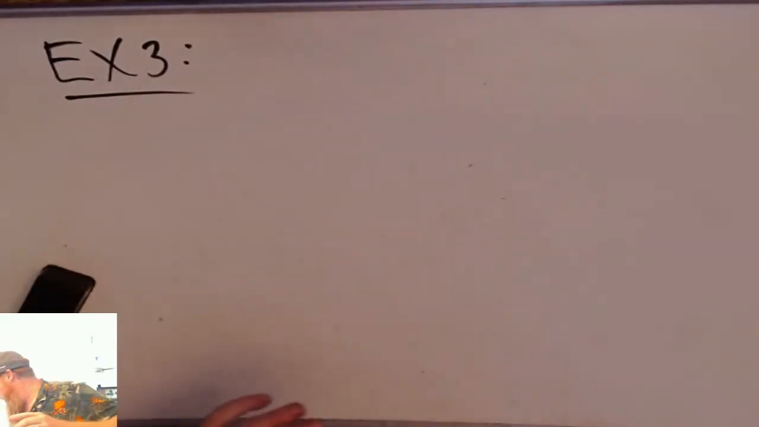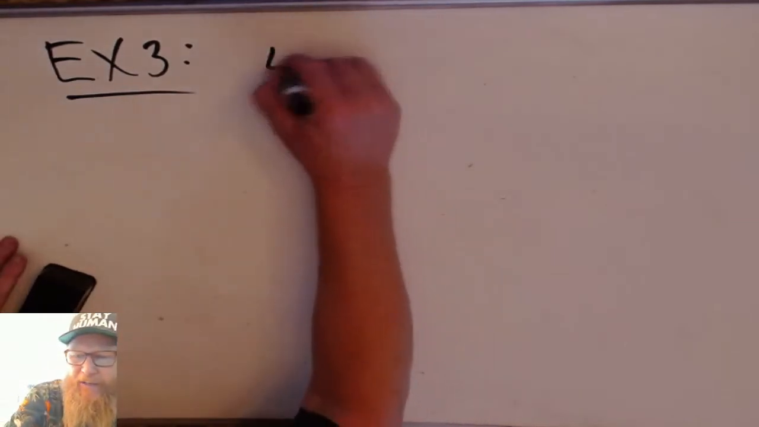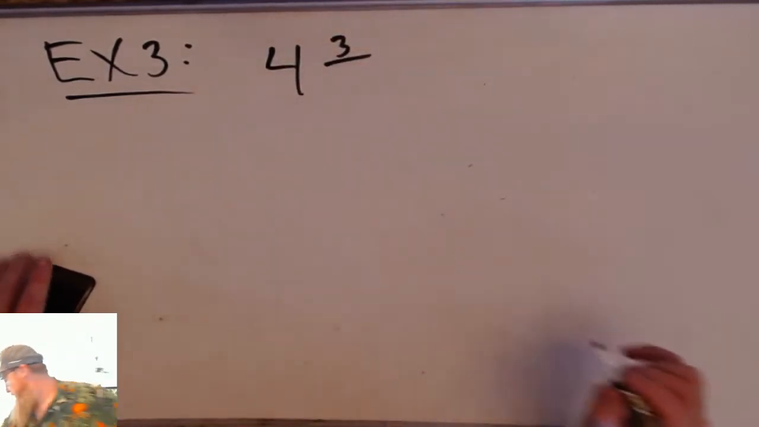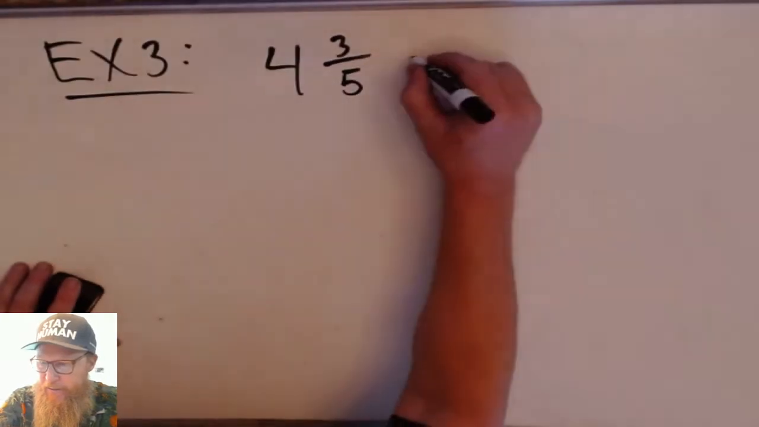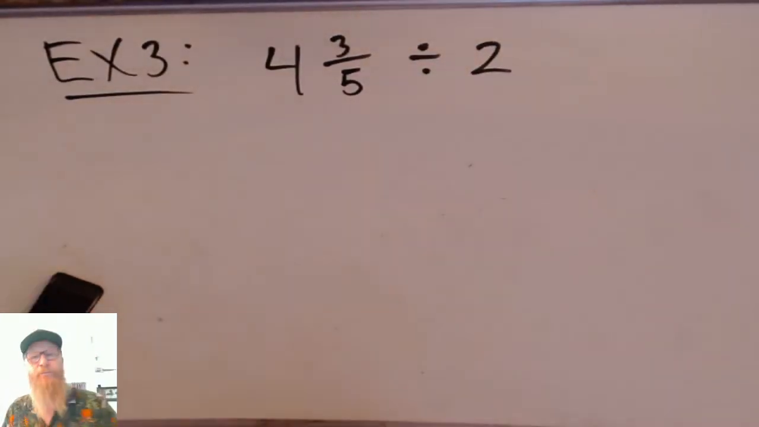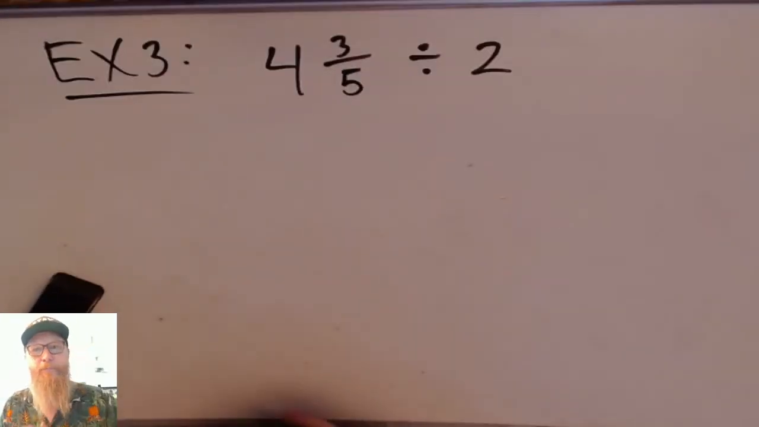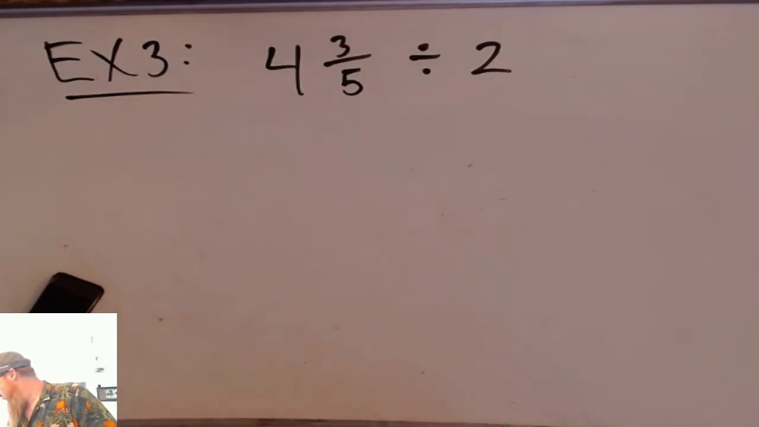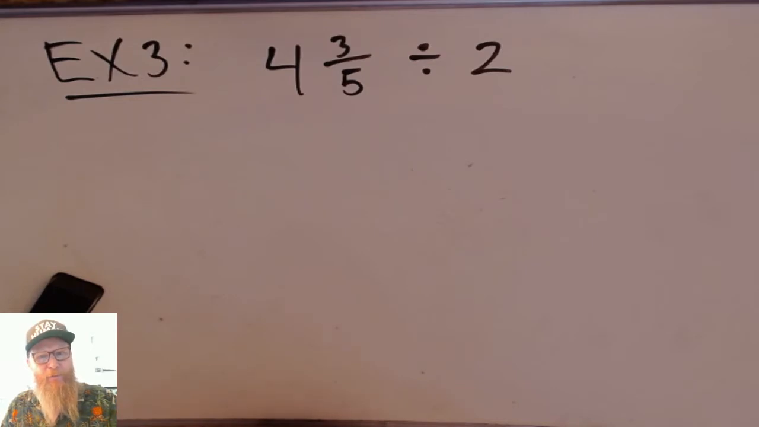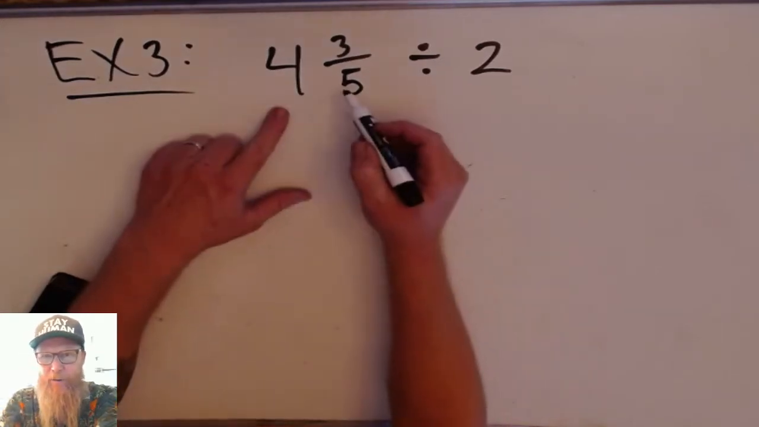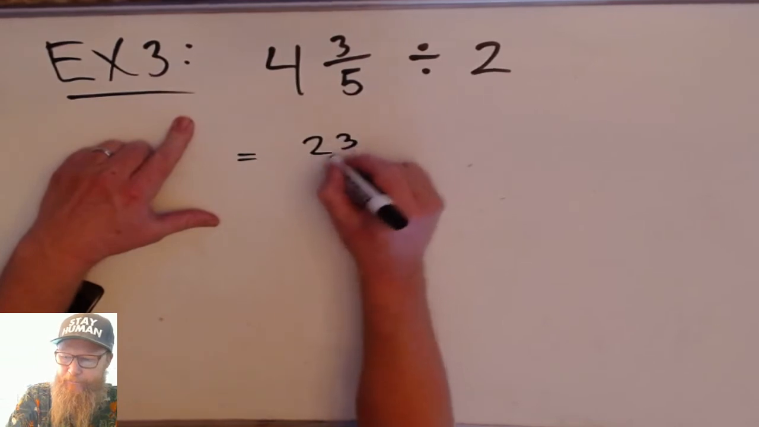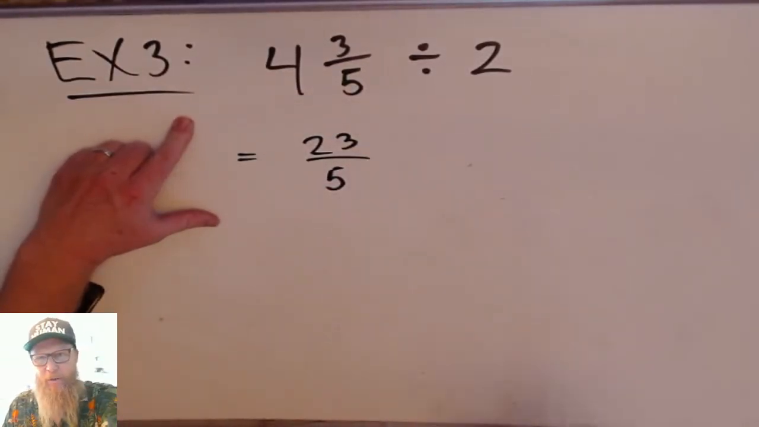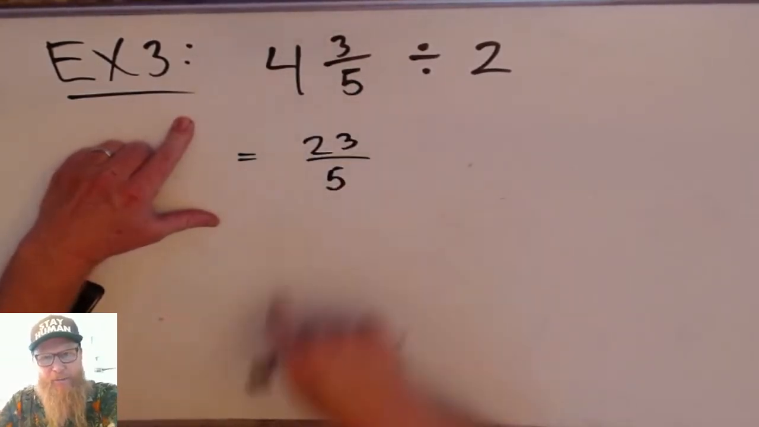All right, let's do a couple more of these. So how about this? 4 3/5 divided by 2. Well, first we need to turn this into an improper fraction. I think we've seen that one before. 23/5. 5 times 4 is 20 plus 3 is 23/5.